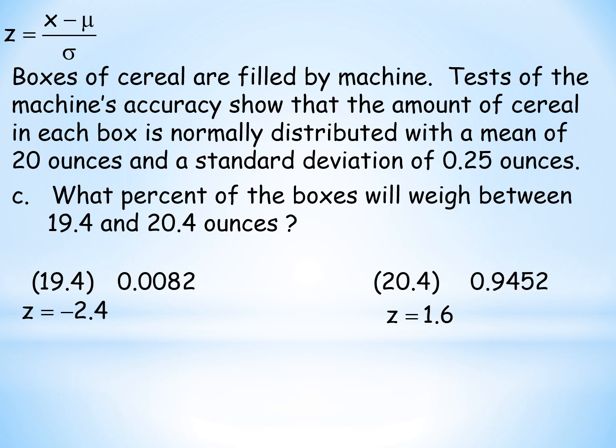I'm going to do the same calculation now for the other x value, which is 20.4. I get a z-score of 1.6. I look that up on my chart, and I get 0.9452. Remember, you always subtract the percentages. So I'm going to take the 0.9452 and subtract the 0.0082. And it'll give me that 97.3% will be between those two amounts. So most of the boxes will be between 19.4 and 20.4 ounces.